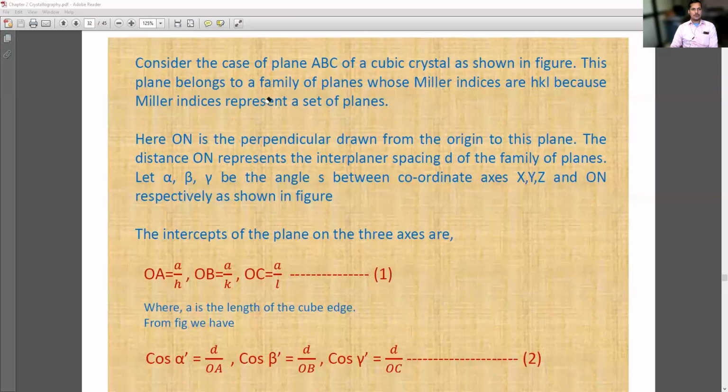This plane belongs to a family of planes whose Miller indices are HKL, because Miller indices represents a set of planes. Here capital ON is perpendicular drawn from the origin to this plane. The distance capital ON represents the interplanar spacing small d of the family of planes. Let alpha, beta, gamma be the angles between coordinate axis x, y, z and capital ON respectively as shown in figure. So by considering this, we are defining intercepts and interfacial angles.